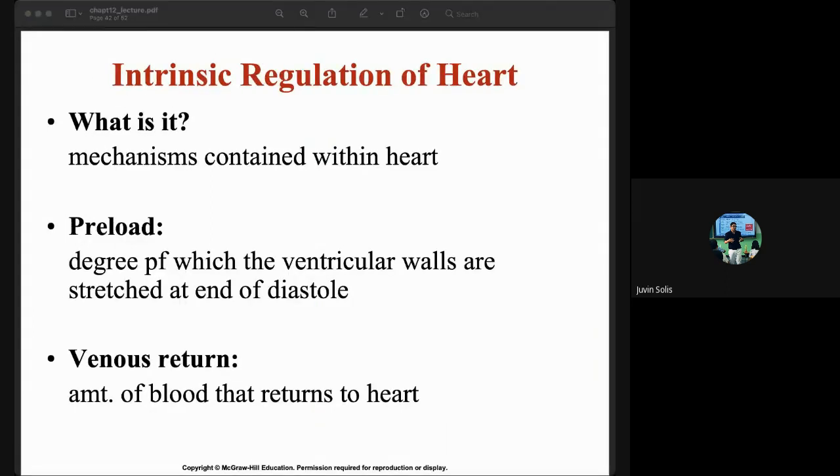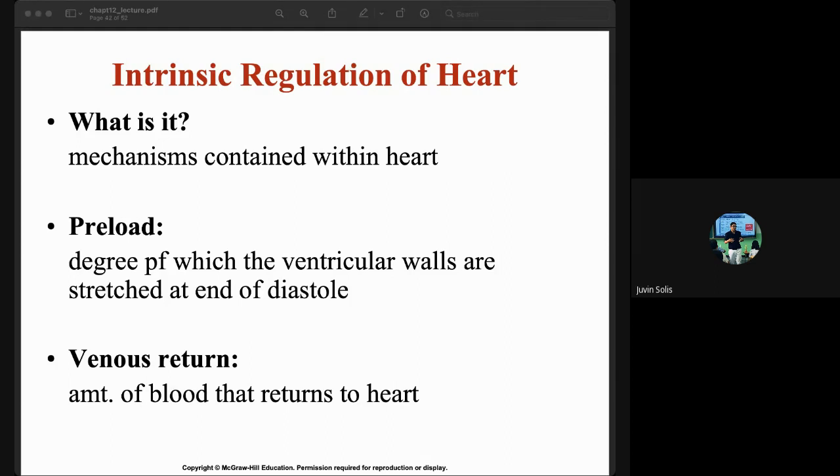Now here, let's talk about the intrinsic, from the word itself, intrinsic. It means inside or within. Intrinsic regulation of the heart. What is this one? These are the mechanisms contained within the heart.